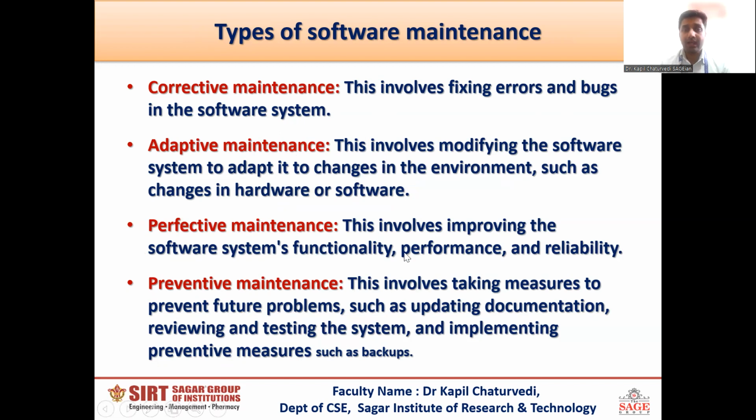Perfective means we have to keep the software functionality and performance up to date, up to the mark. Perfective means we have to ensure that the software fulfills all the required requirements, functional and non-functional, as well as performance and reliability. Preventive maintenance basically works on preventive functionalities from the future point of view, like security.